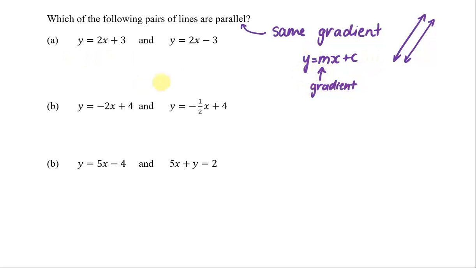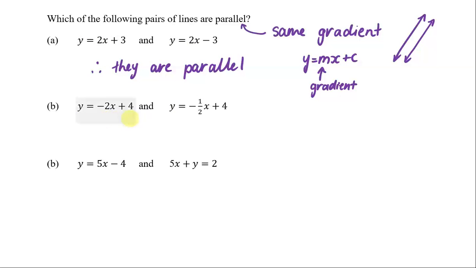y equals 2x plus 3 and y equals 2x minus 3. We know our gradient is the coefficient of the x term, 2x here and 2x here. So because these lines have the same gradient, therefore they are parallel. They're parallel because they have the same gradient. Let's look at our next pair.